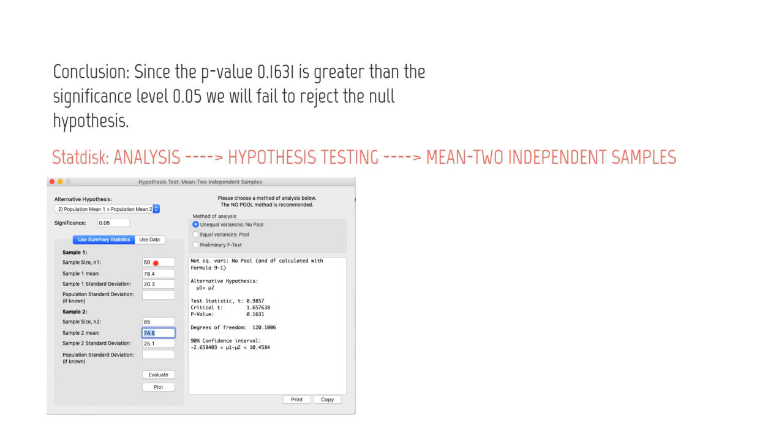So my first sample was size 50 with a sample mean of 78.4 and a standard deviation of 20.3. My second sample was 85 with a sample mean of 74.5 and a sample standard deviation of 25.1. We get our test statistic here, so 0.9857, and then you can see our p-value of 0.1631. So that's the information we used to come to our conclusion. Now it's time for the interpretation, the wordy interpretation of that conclusion.